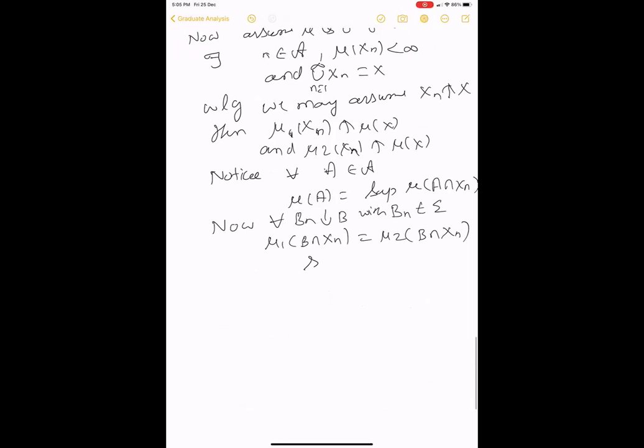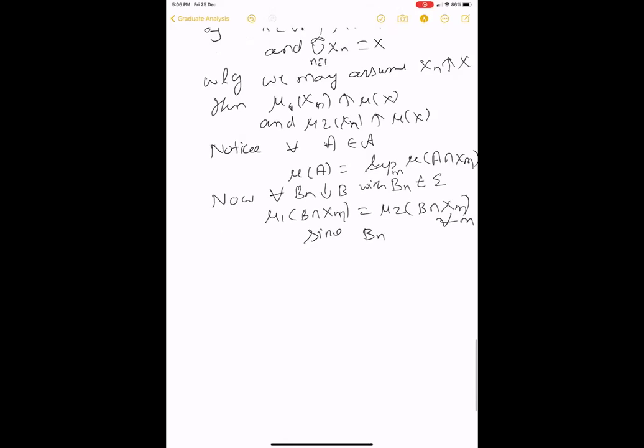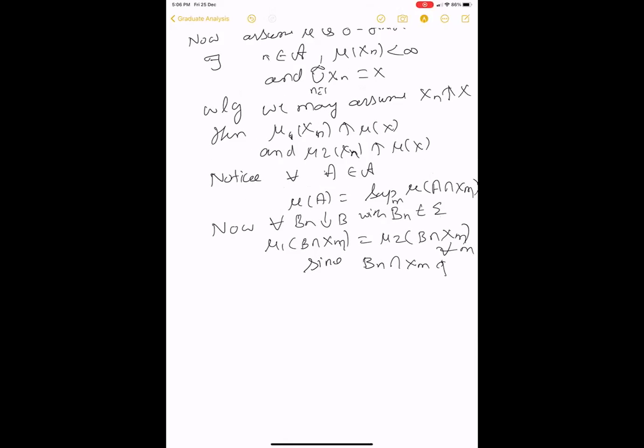If you want, I will write it. Since Bn, I'm sorry, maybe I will call it Bm, change it to M, for all M. Maybe here also you can write it M, supremum over M. Since Bm intersection Xn will increase to Bn as M goes to infinity. M is fixed, N is fixed, and M goes to infinity. So mu1 of B intersection Xn is mu2 of B intersection Xn. Since B intersection Xn coincide for all of them, this implies mu1 of B equals mu2 of B.